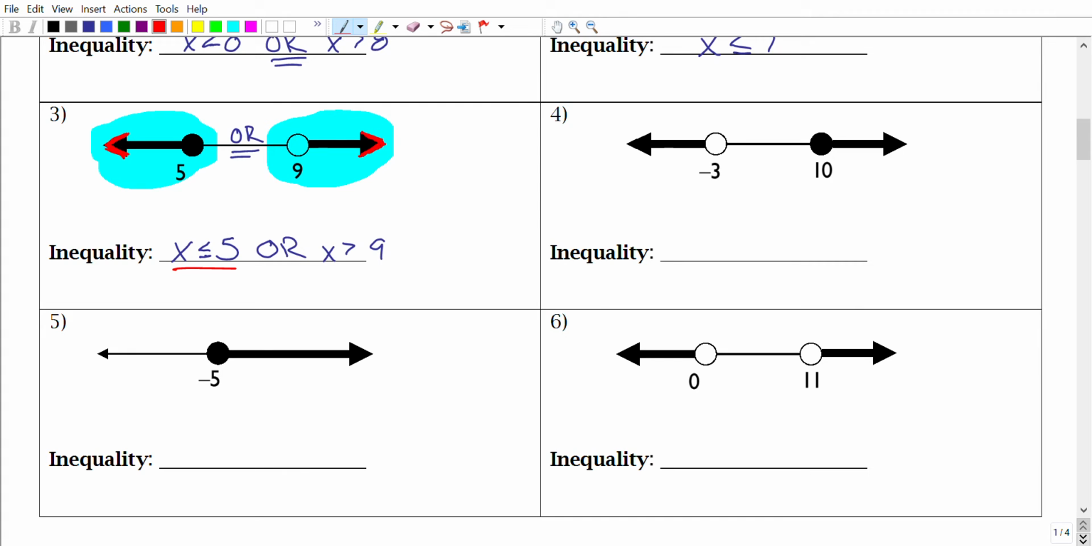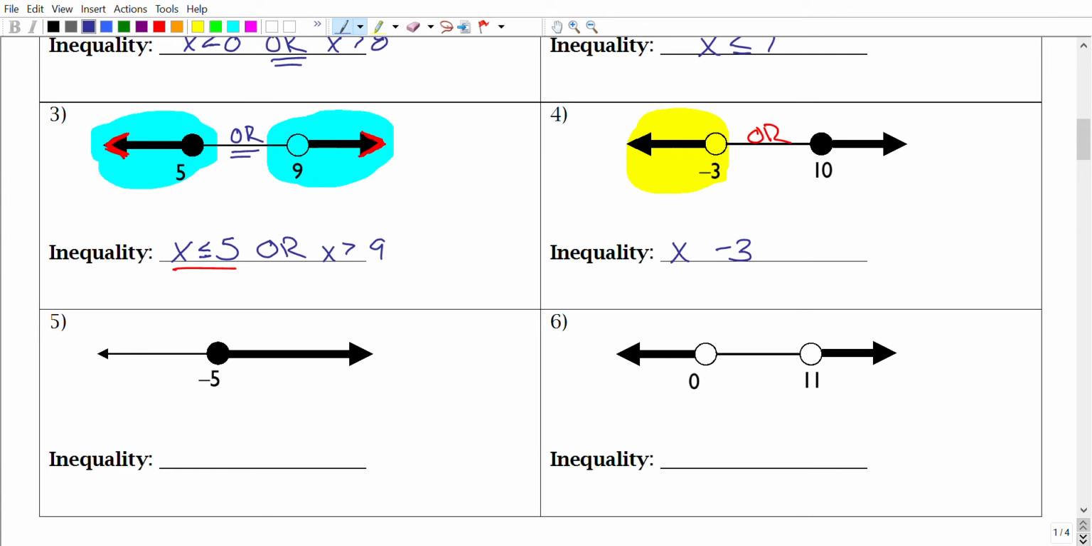Okay, so let's do number 4. Once again, right away, guys, if you notice that there's a gap, just like there is right here, you know this is an or statement. Okay, so let's go ahead and take a look at this left side first. Let's write our statement. This is x and -3.